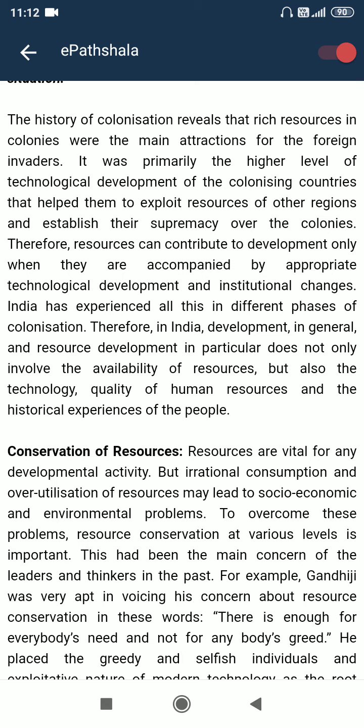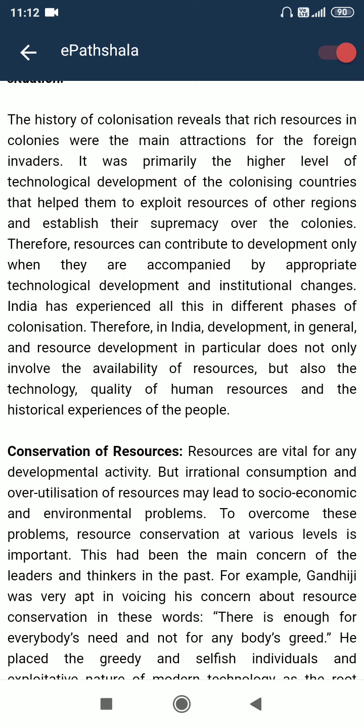India has experienced all this in different phases of colonialization. Therefore, in India, development in general and resource development in particular does not only involve the availability of resource but also the technology, quality of human resource and historical experience of the people.